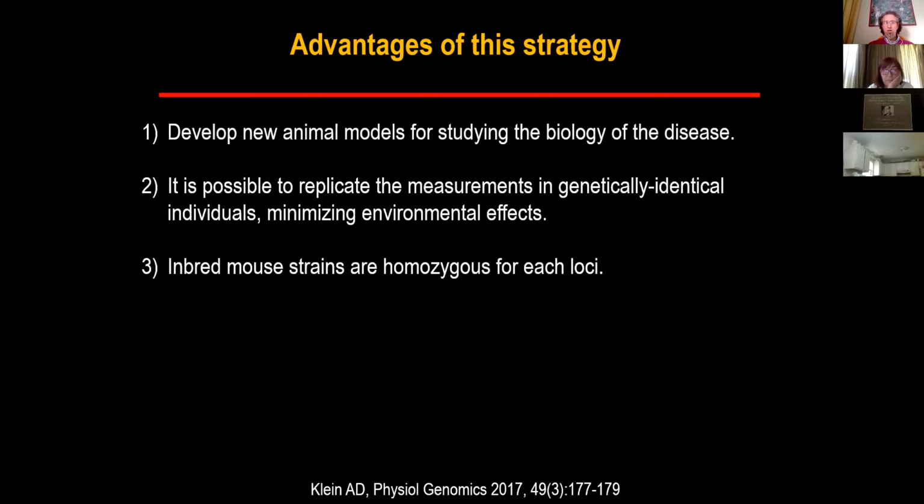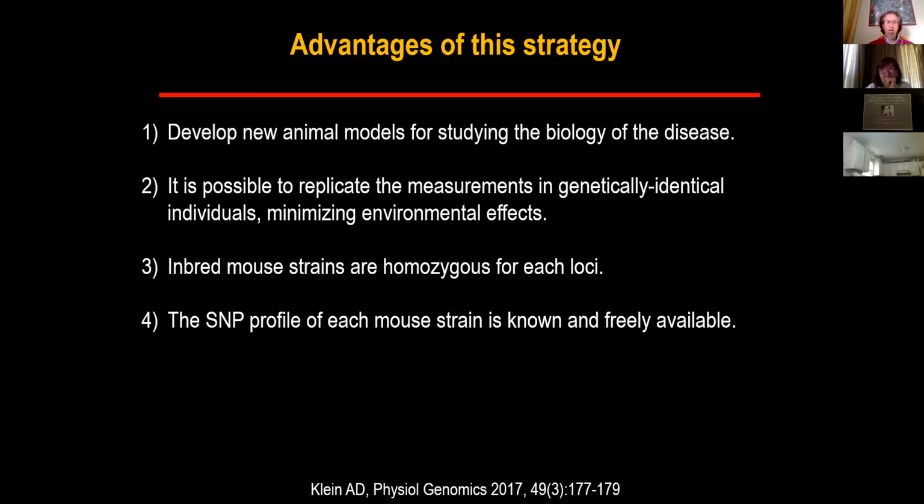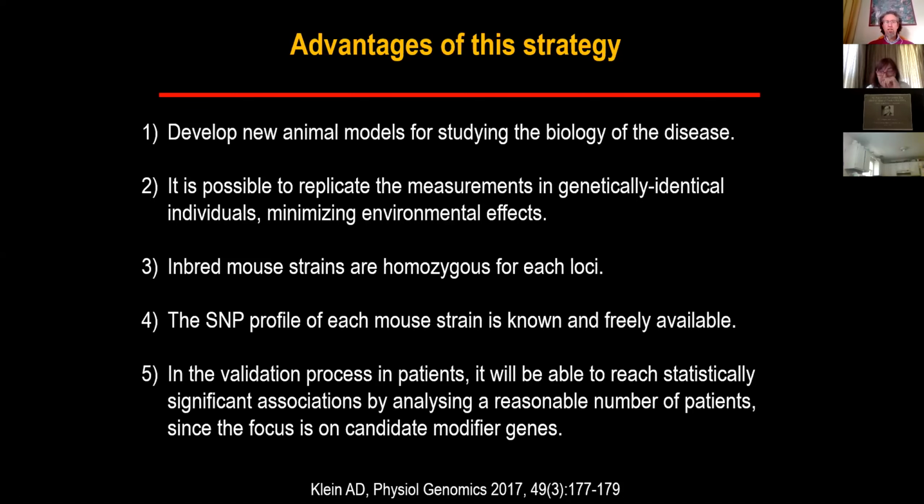Inbred strains are homozygous for each locus, so it facilitates the bioinformatics. Their genomes currently are not only SNPs; they are fully sequenced and freely available. You don't have to spend money on that. And this is a strategy to identify putative modifier or candidate genes that can then be validated in patients using a smaller number of them, because you're focusing on candidates. This is due to the false discovery rate corrections, which are smaller.